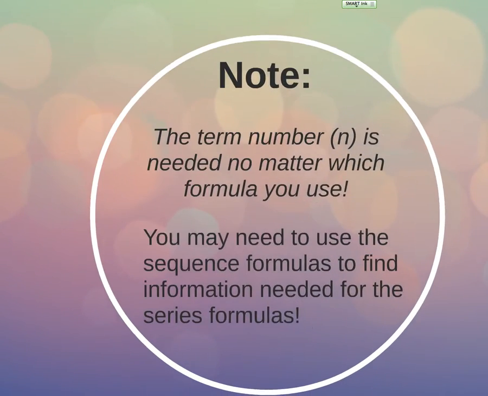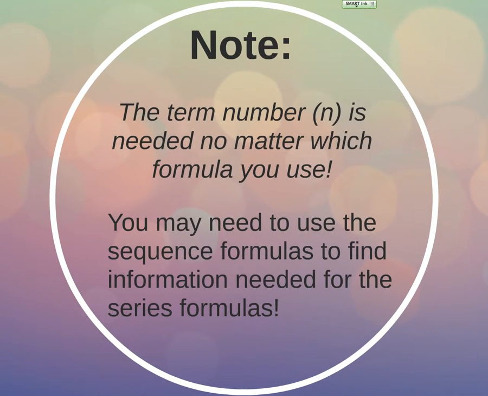Okay, so I've already mentioned this, but the term number is needed no matter which formula you use. If you don't know the term number, in other words, how many numbers you're adding up, whether it's the first 25 or the first 100, you have to figure that out. So you may need to use the sequence formulas to find the other information needed for the series formula, because you have to have n. If you don't have it, you've got to go back to that other formula and figure it out.